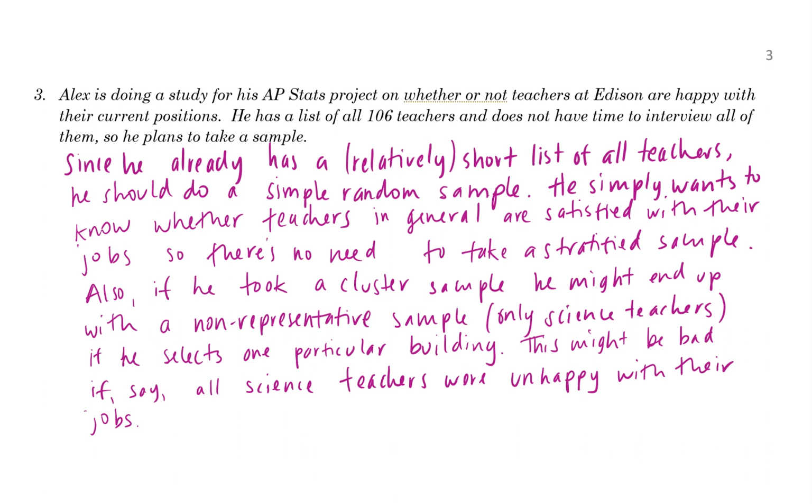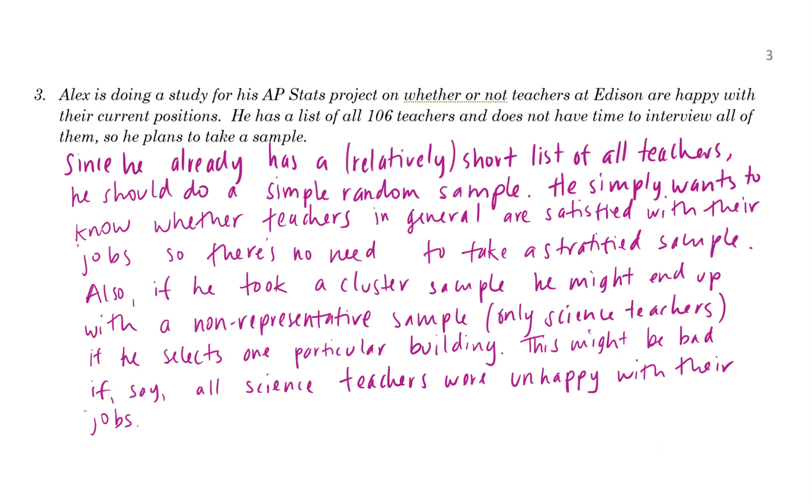The reason why a simple random sample in this case is probably fine is because he just wants to know if teachers in general are satisfied with their jobs. He's not wondering if there's an association between the subject you teach and whether you're satisfied with your job. If he was, then he would want to make sure that he had every subject represented. And in that case, a simple random sample would not be a good idea. But in this case, he just wants to know whether or not teachers are happy with their current position. So that's pretty general. There's not really any need to take a stratified sample.